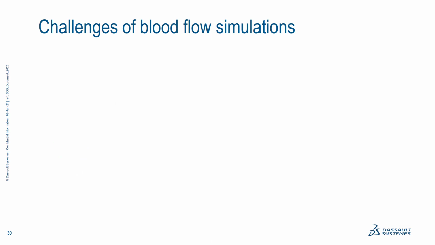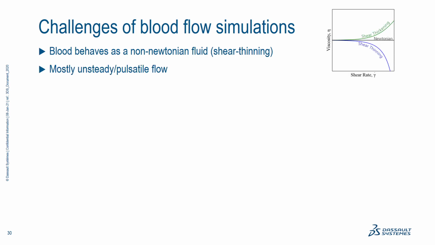Which are the challenges of blood flow simulations? Basically, blood behaves as a non-Newtonian fluid. It's not like water, so we call it a shear thinning fluid. Mostly it's unsteady. We have to analyze a pulsation of the flow. Of course, the regime is transitional between laminar and turbulent.